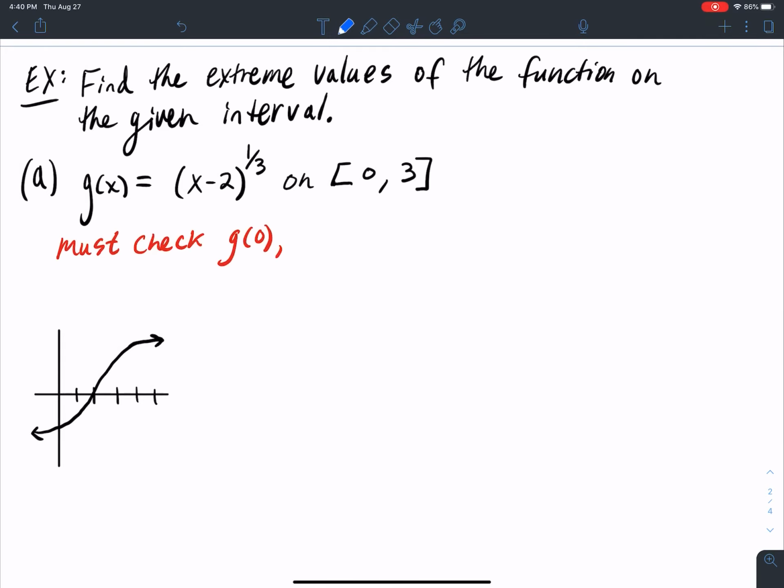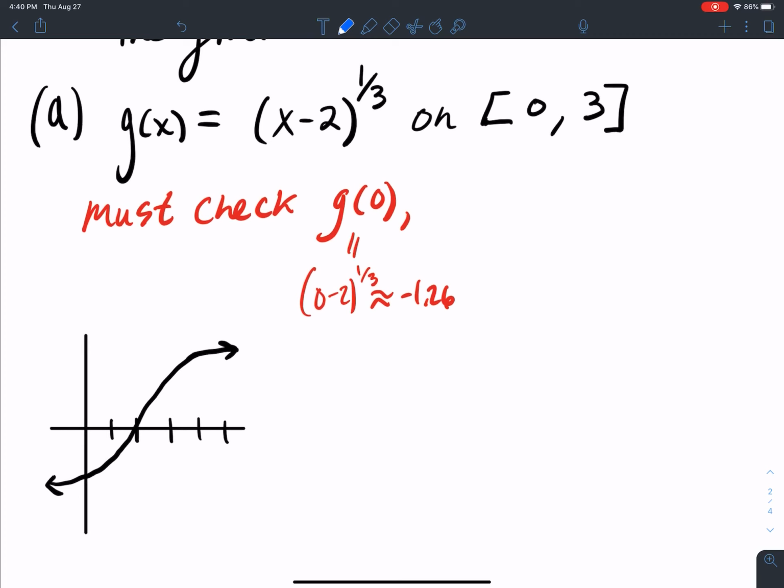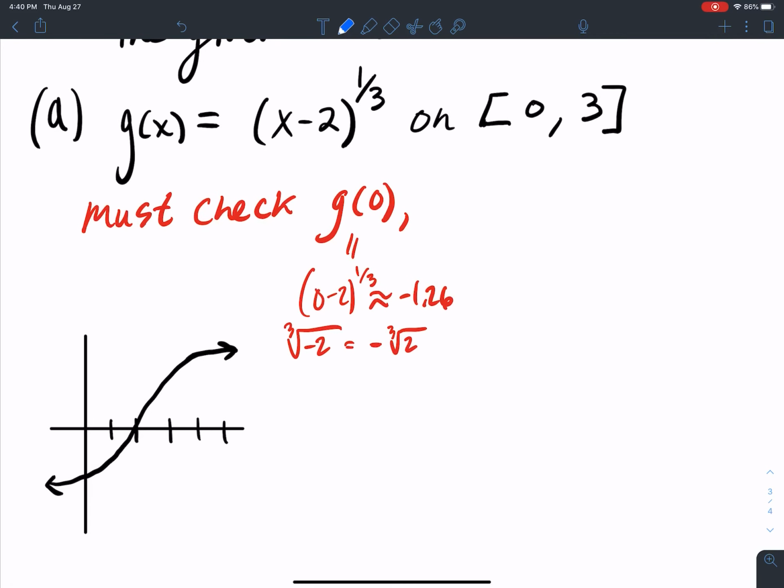So let's walk through this. First thing I do, I check the endpoints. So the first endpoint I'm going to check, I'm going to plug in 0. If I plug 0 in here, I have 0 minus 2 gets me -2 raised to the 1/3 power. This gets me -1.26 roughly. If I take the cube root of a negative, the negative automatically comes out, and then I have the cube root of 2, which gets me that 1.26 approximation. So the exact answer is negative cube root of 2.